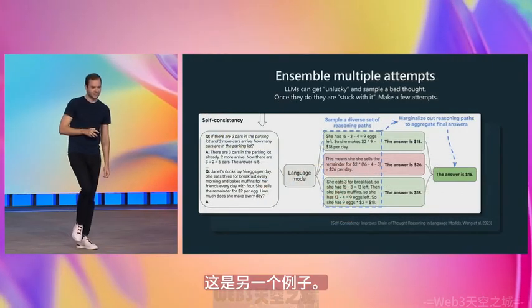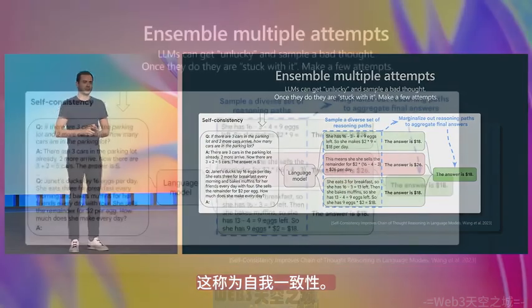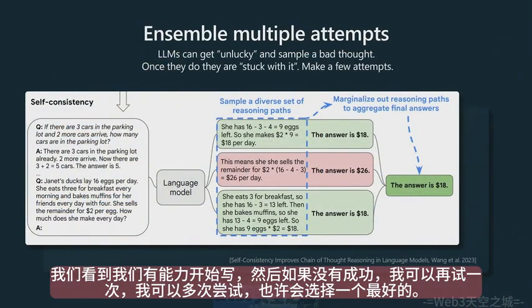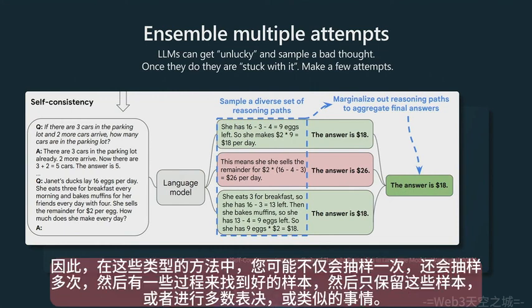Here's another example. This one is called self-consistency. We saw that we had the ability to start writing, and then if it didn't work out, I can try again, and I can try multiple times and maybe select the one that worked best. So in these kinds of approaches, you may sample not just once, but you may sample multiple times, and then have some process for finding the ones that are good, and then keeping just those samples, or doing a majority vote, or something like that.